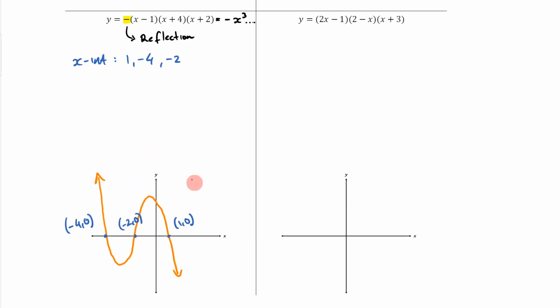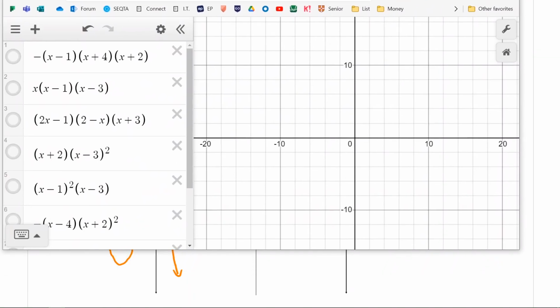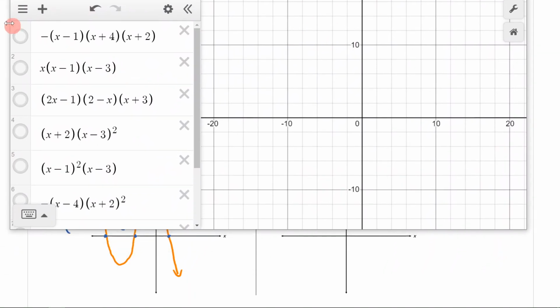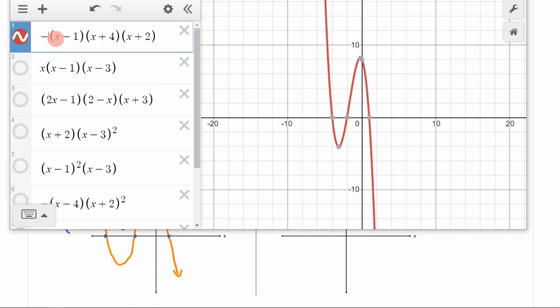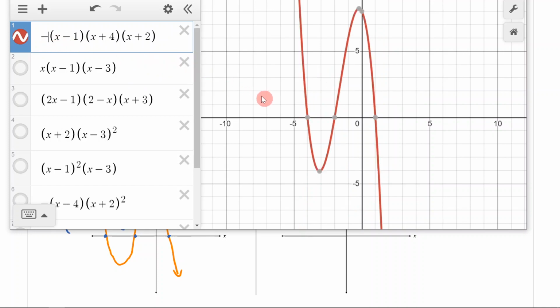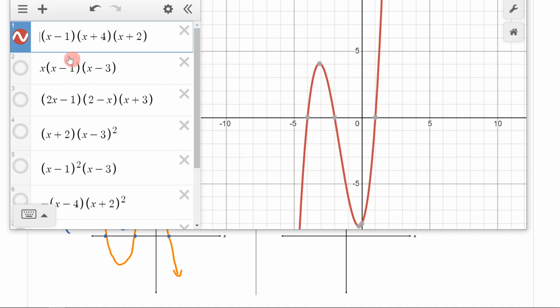Just to reiterate this, because it is an important point, here is this graph here. If it's positive, it looks like this. As you can see, I've got the points -4, -2, and 1. Now, if I was to make it negative, I end up with that. Positive, negative. So it's going down, then up, then down. Or if it's positive, it goes up, then down, then up.